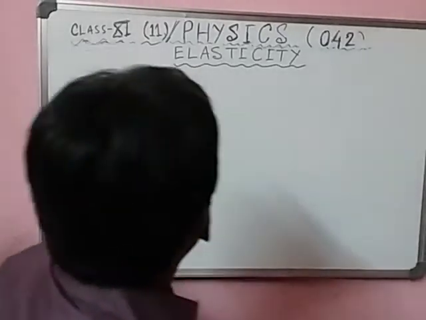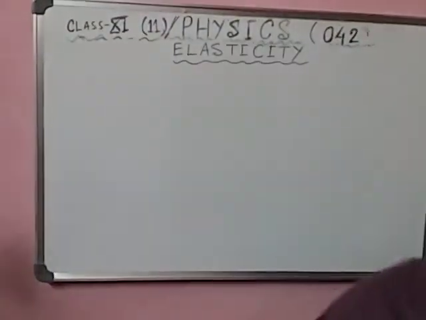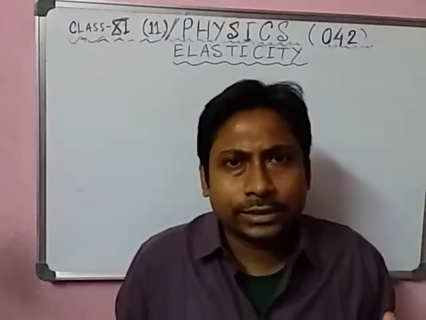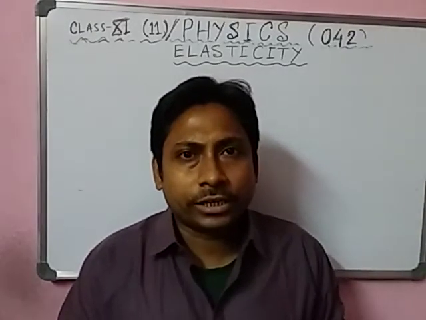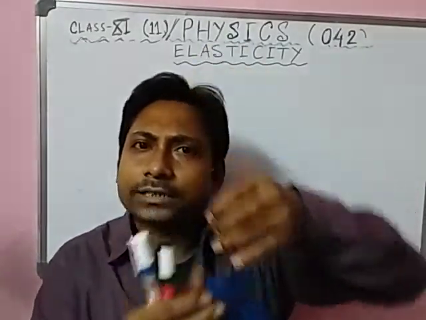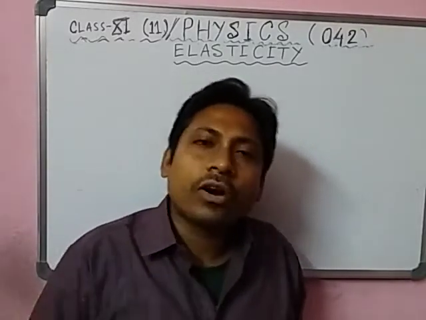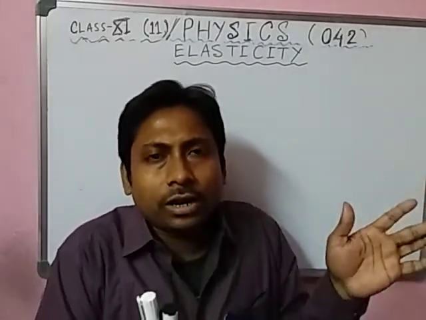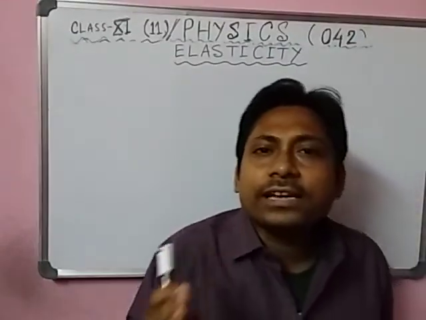Next, there are some bodies which are called perfectly elastic bodies, like quartz. In our digital watch we use quartz. We can say it's a perfectly elastic body. So what is called a perfectly elastic body? If, when the deforming force is removed, it completely regains its original shape and size, with no permanent deformation, then this is called a perfectly elastic body.